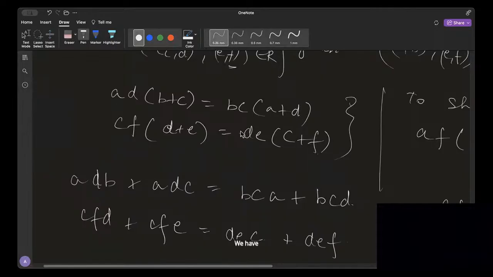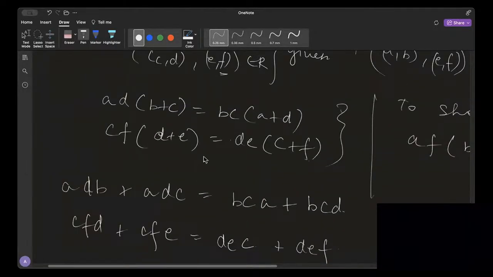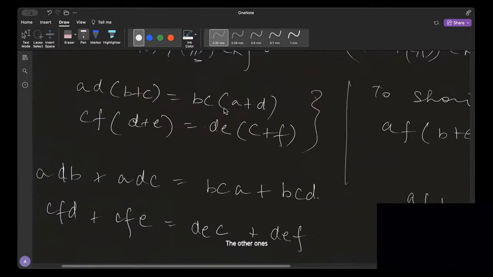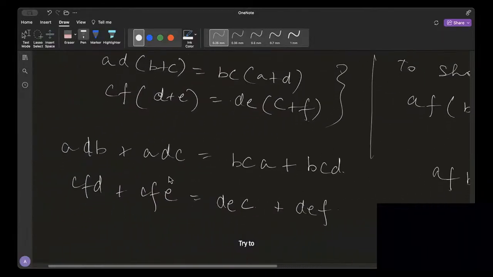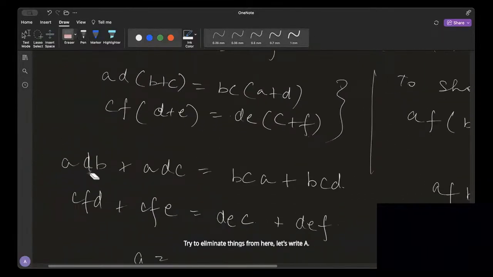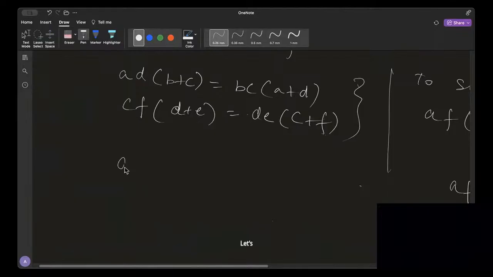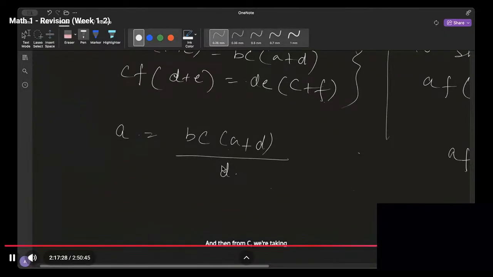We have 6 variables, right? So let's do. Let's write A in terms of the other ones, B, C, and D. Let's try to eliminate things from here. Let's write A, because I don't think this will help. Let's take A in terms of this. So it will be BC, A plus D by D here. And then from C, we're taking A, D, B, C. Okay.